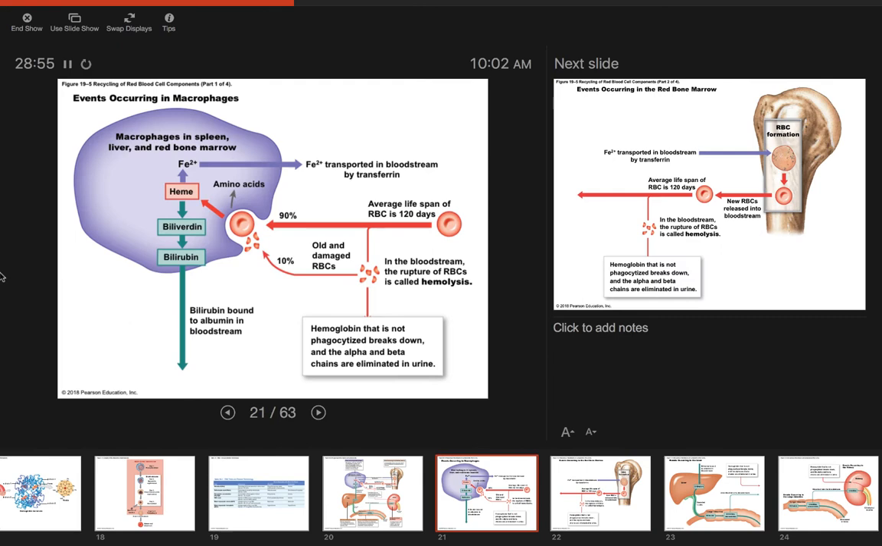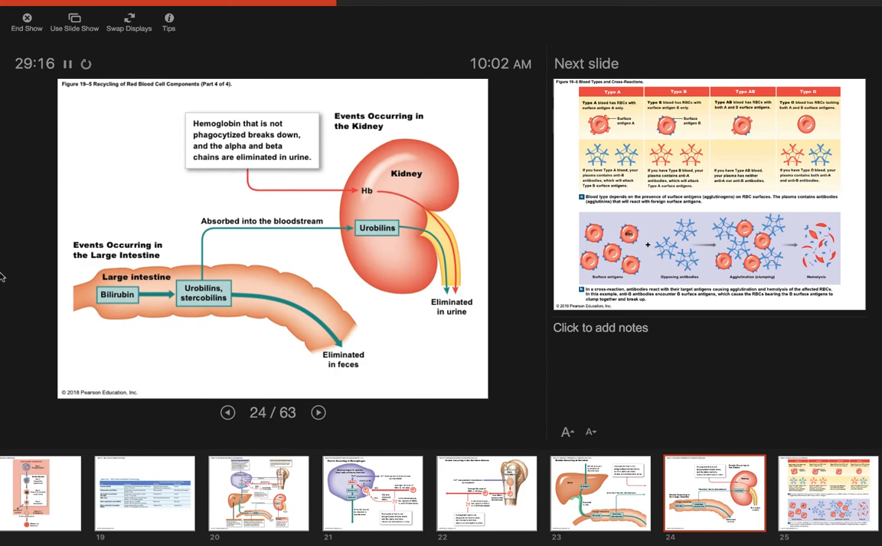The rest of it, parts of the red blood cell that are broken down that the macrophage doesn't get a hold of, that will end up going through the kidney. So the little broken up pieces of red blood cell that's not phagocytized, that the macrophage did not get to, the blood will flow through the kidney, and then the kidney will just excrete that out.